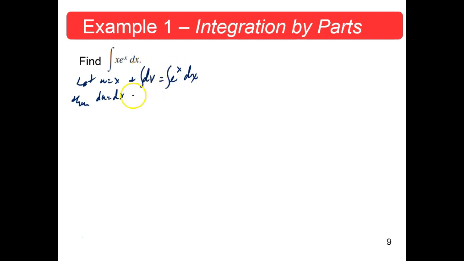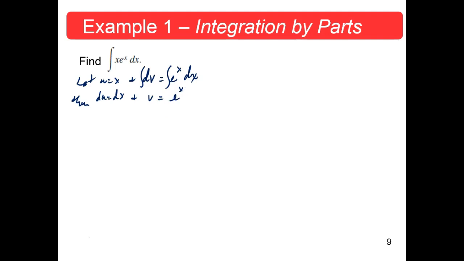And what does this become? The antiderivative of dv would be? We said it would just be v, right? Okay. And when you integrate e to the x dx, what do you get? E to the x. That's why I love exponential functions. They get simple.